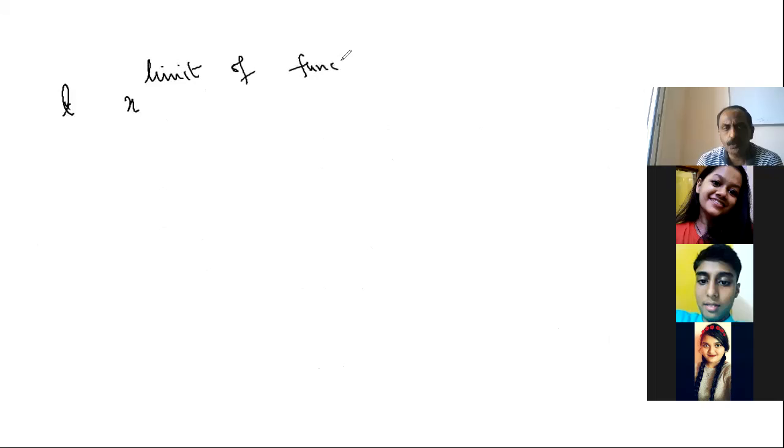Okay, so let's write down this way. First one. Write like this. You have written the heading of the chapter: Limit of a Function. Write the first point.